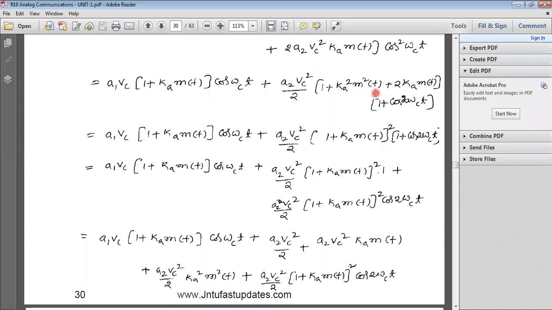Just observe these three terms. It is in the form of (a plus b) whole square, where a is 1 and b is Ka m of t. Therefore these three terms can be written as (1 plus Ka m of t) whole square into (1 plus cos 2 omega ct).